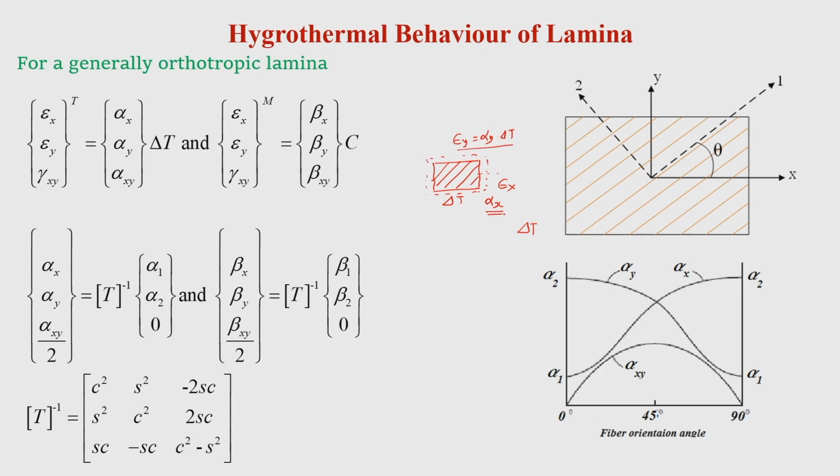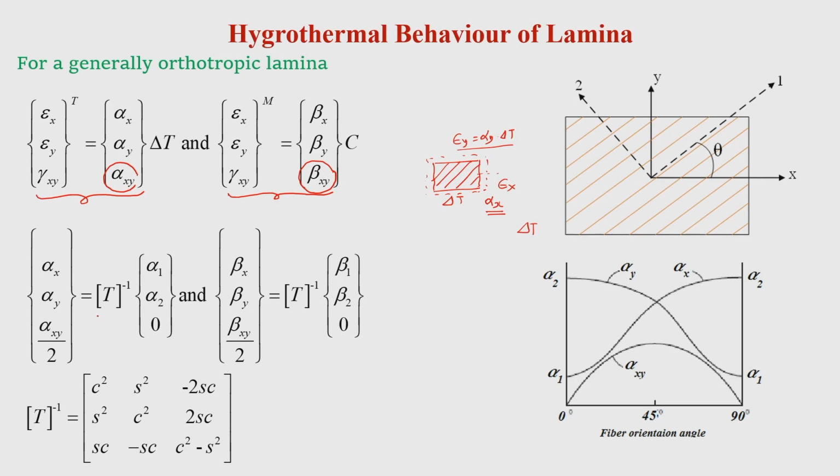Now, this alpha x and alpha y are related to the corresponding strains in a similar way as we have done in the material axis. So, the thermal strain is given by this, and similarly, the moisture or hygroscopic strain is given by this, where beta x, beta y, beta x y are in the global axis. Note that here there is alpha x y and beta x y, which were absent in the material axis. Now, what is the relationship between alpha x, alpha y, alpha x y and alpha 1, alpha 2, alpha 1 2? This is the relationship.